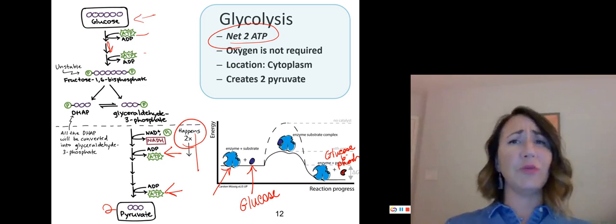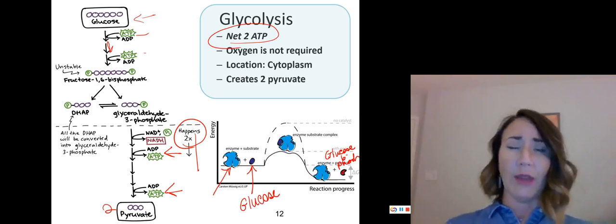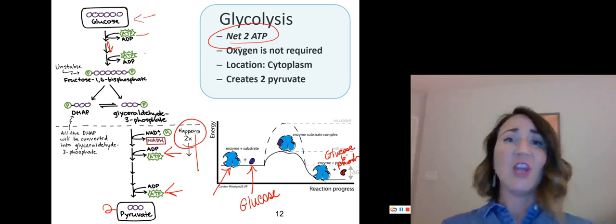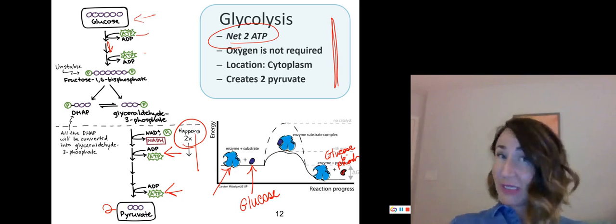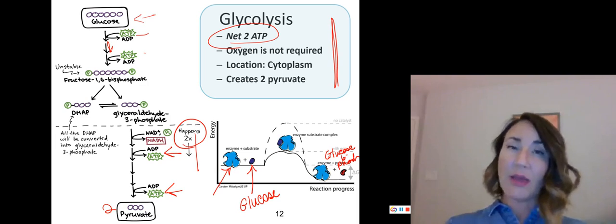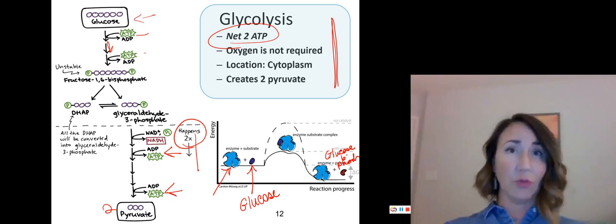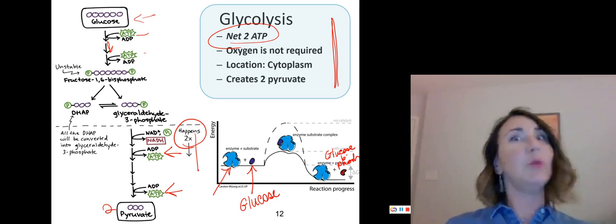And those 2 pyruvate are going to feed into the next cycles, which are going to allow us to track this pathway. For the purpose of your exam in cell biology, you only need to know the information that I've posted here. Glycolysis gets you 2 ATP. It does not require oxygen. It is located in the cytoplasm, and at the outcome, you get 2 pyruvate, and that just feeds into our cycle so that we know how many ATP we get in the next cycles.